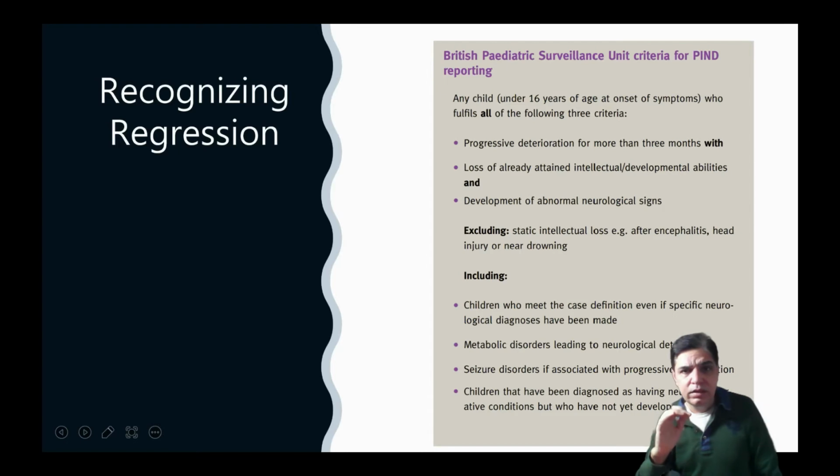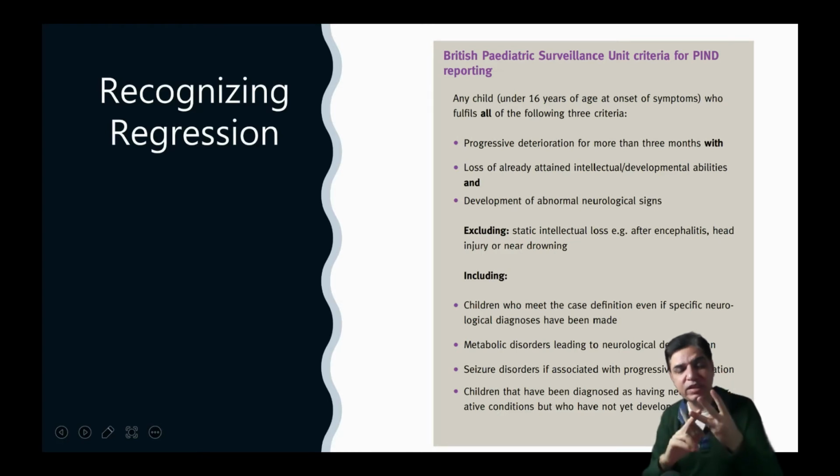Now, here in the UK, the British Paediatric Surveillance Unit criteria for neurodevelopmental disorders is very clear. You should remember this: who needs to be considered for these things. I gave you some examples, but then there is a criteria, and that criteria is an excellent criteria, because if somebody fulfills it, then obviously they need further workup. So any child, anyone less than 16 years of age, who fulfills the following 3 things.